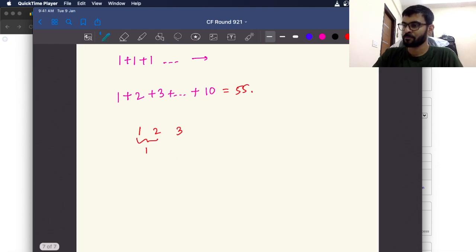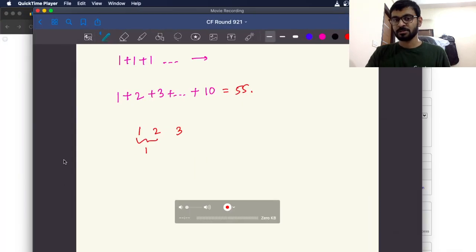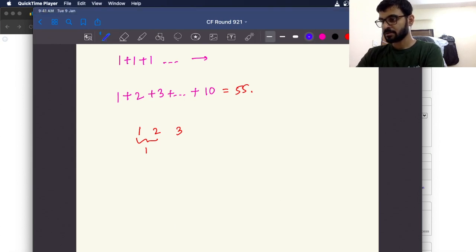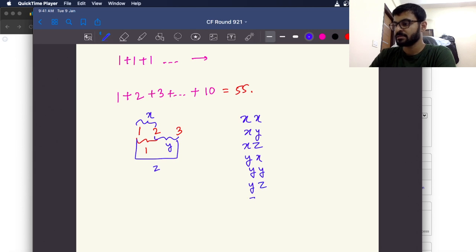So, what are the possibilities? How many trips are there? The number of trips, the number of excursions, is 2. So what is possible? How many pairs are there? This is one pair. This pair is X. The other pairs, let me name them Y, and 1 and 3 as Z. So I can have XX, XY, XZ, YX, YY, YZ, ZX, ZY, ZZ.